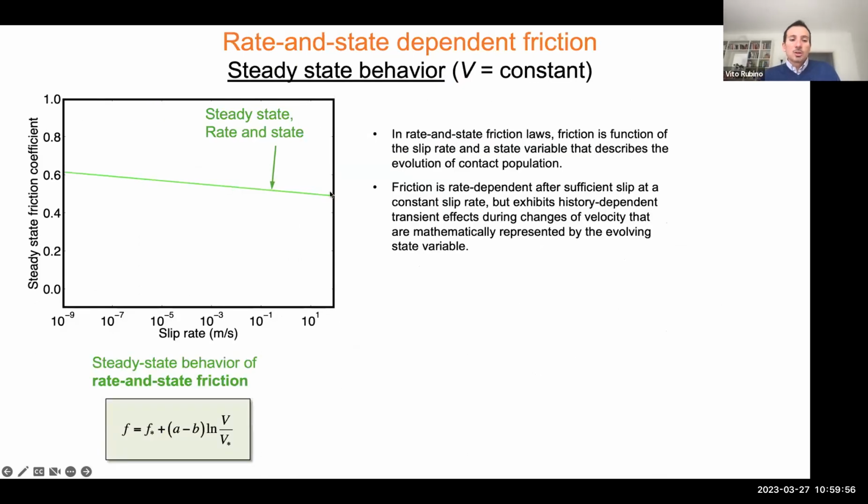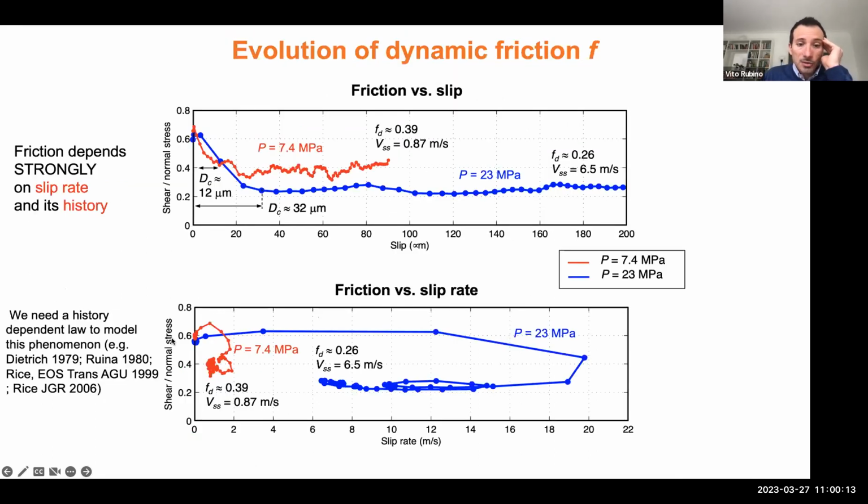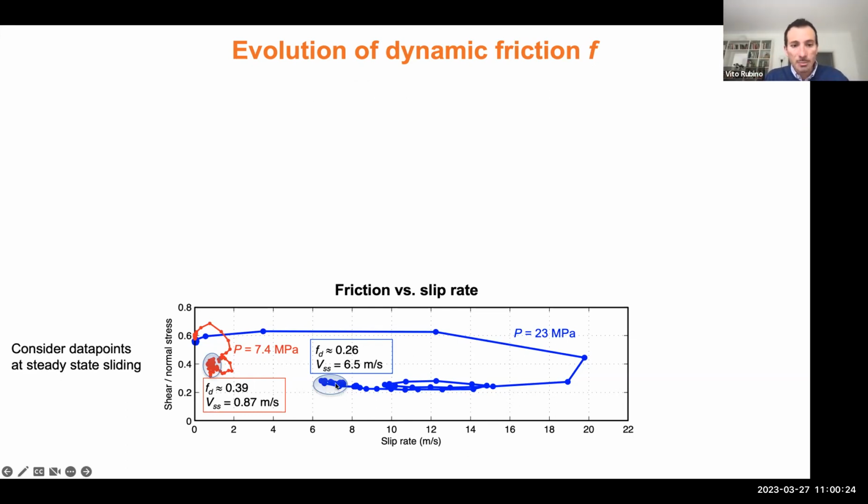Okay, so in order to see whether rate and state can capture the behavior, we can analyze the steady state behavior. In this diagram we have steady state friction on the vertical axis and steady state slip velocity on the x-axis. The idea is that we take these measurements right here at steady state. So we don't account for the full evolution. We'll do that later. But right now, we just want to concentrate on the steady state. It is kind of the first step we can do.